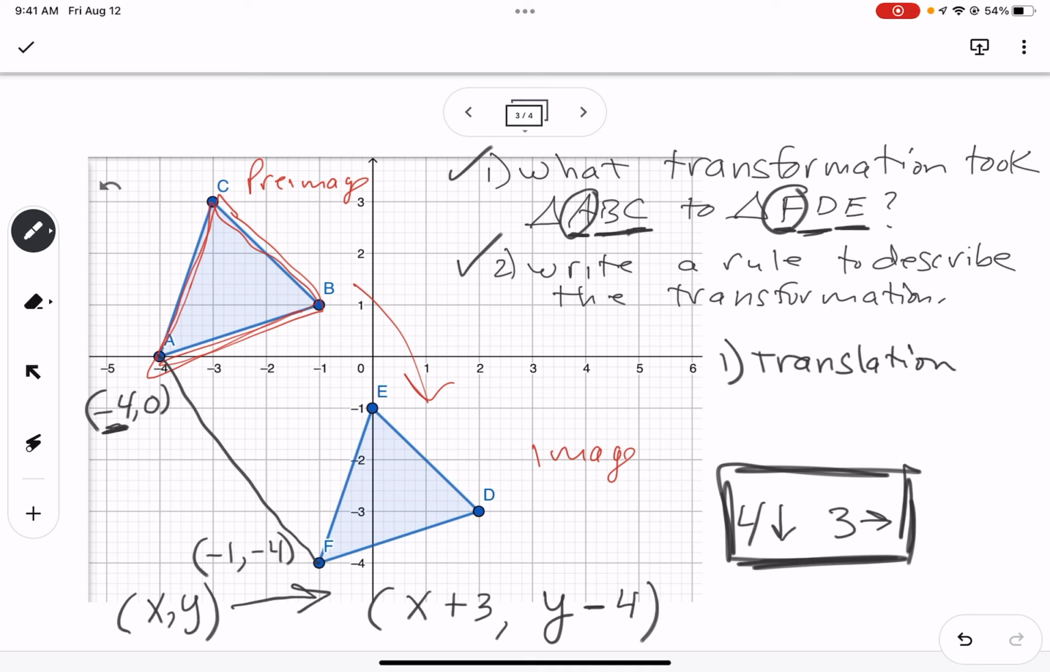This is x, and if I take -4 and I add 3 to it, I get -1. Well, what do you know? That one worked out nice. Okay, how about taking away 4 from the y coordinate? 0 take away 4 will yield a -4. Voila, we have got it. So, if you check the other ones, they should also check out by using the rule.